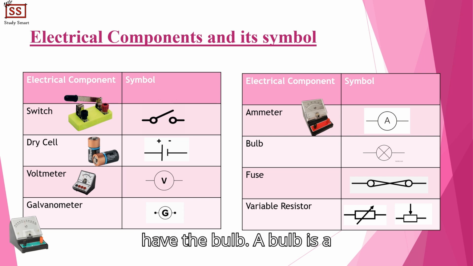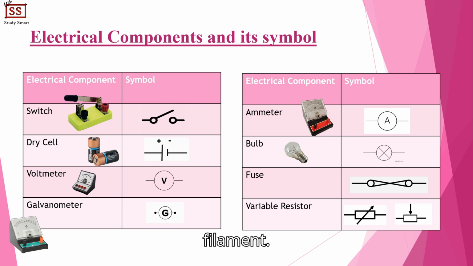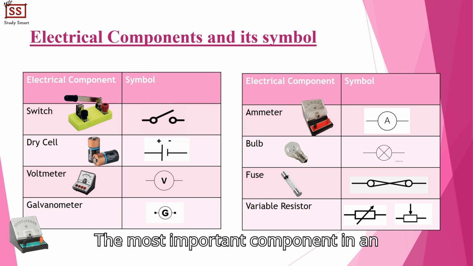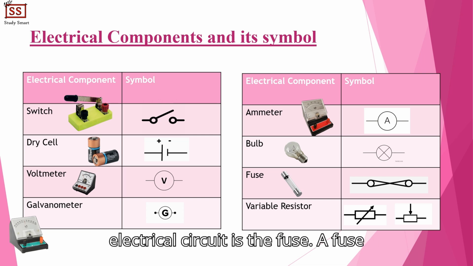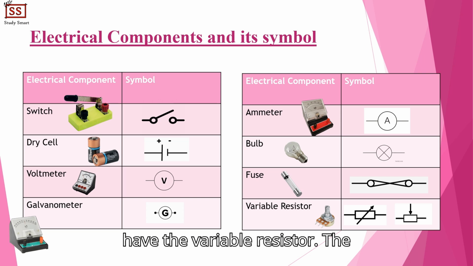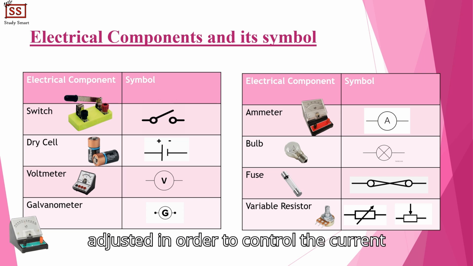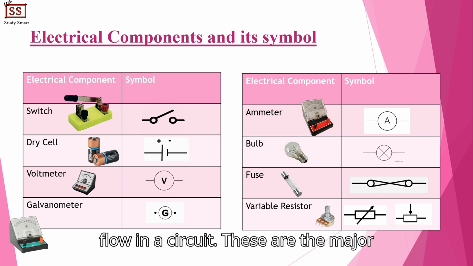Next, we have the bulb. A bulb is a device used to produce light when an electric current passes through its filament. The most important component in an electrical circuit is the fuse. A fuse is a safety device that protects the electrical circuit by melting and breaking the circuit when excessive current flows through it. And lastly, we have the variable resistor. The resistance of a variable resistor can be adjusted in order to control the current flow in a circuit.